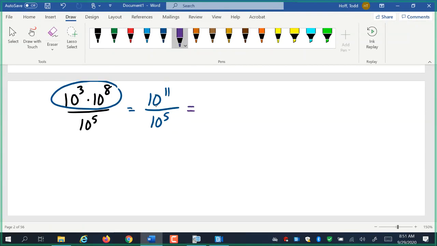Now we're dividing here like bases. They're both bases of 10. So we subtract the powers. 11 minus 5 is 6, so that is 10 to the sixth.